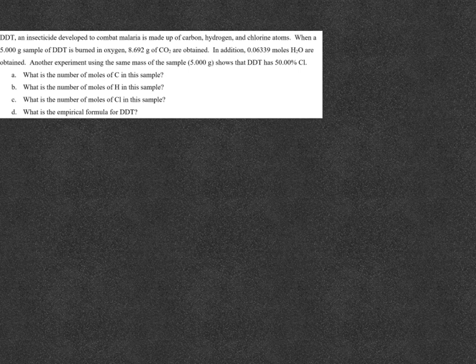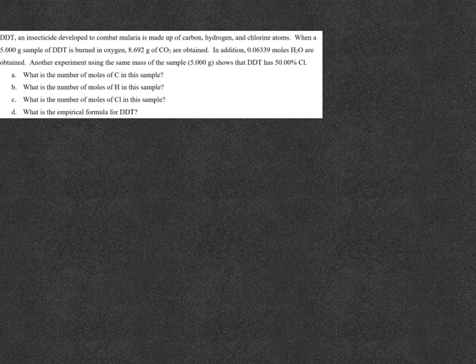This is a great example because it talks about a lot of the concepts that we've learned about. So it's a combustion analysis problem that's kind of splitting things up into steps. So we have DDT, which is an insecticide, and it kills insects, particularly mosquitoes. And it undergoes combustion analysis, and we get a certain amount of CO2, a certain amount of H2O, and it tells us that 50% by mass is chlorine.